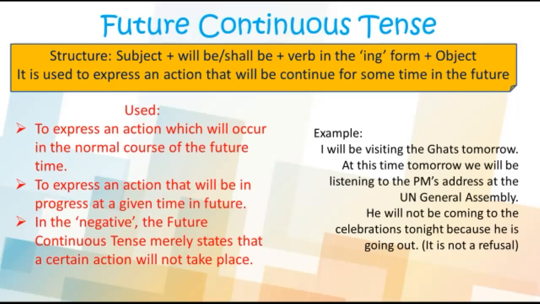In the negative, the future continuous tense merely states a certain action will not take place. He will not be coming to the celebrations tonight because he's going out. It is not a refusal, but he will not be able to come.